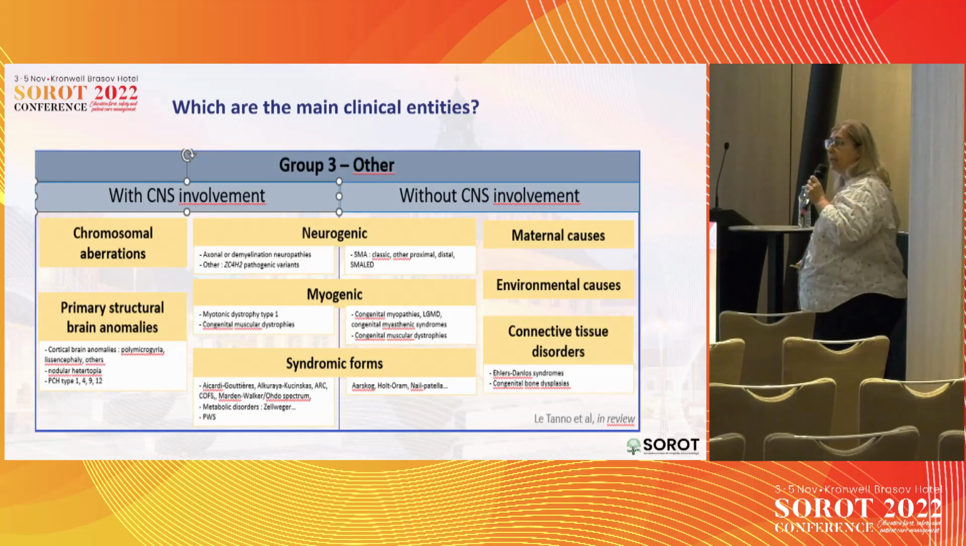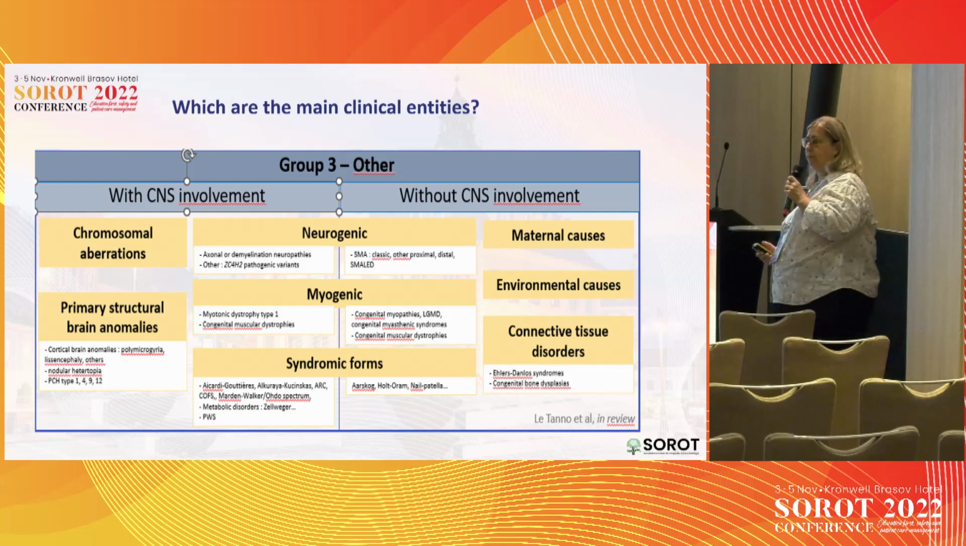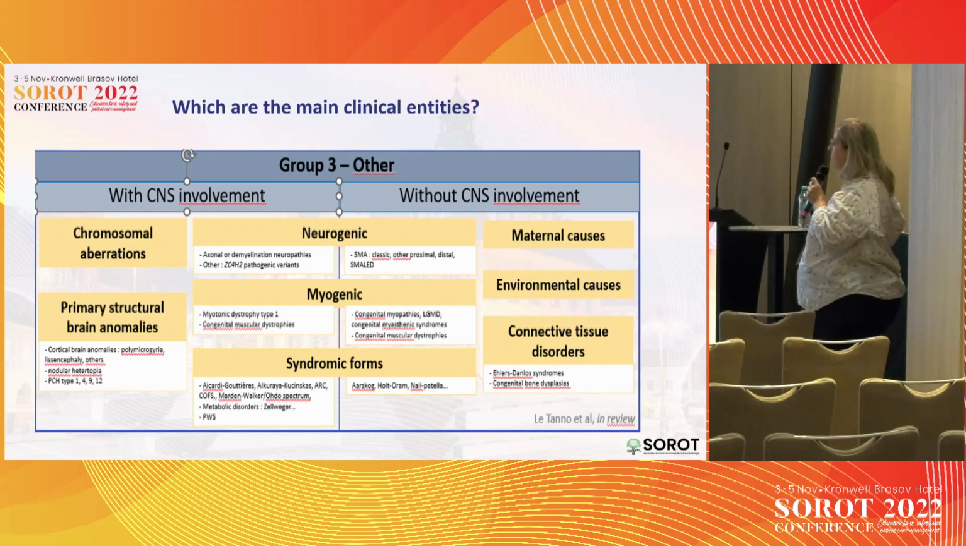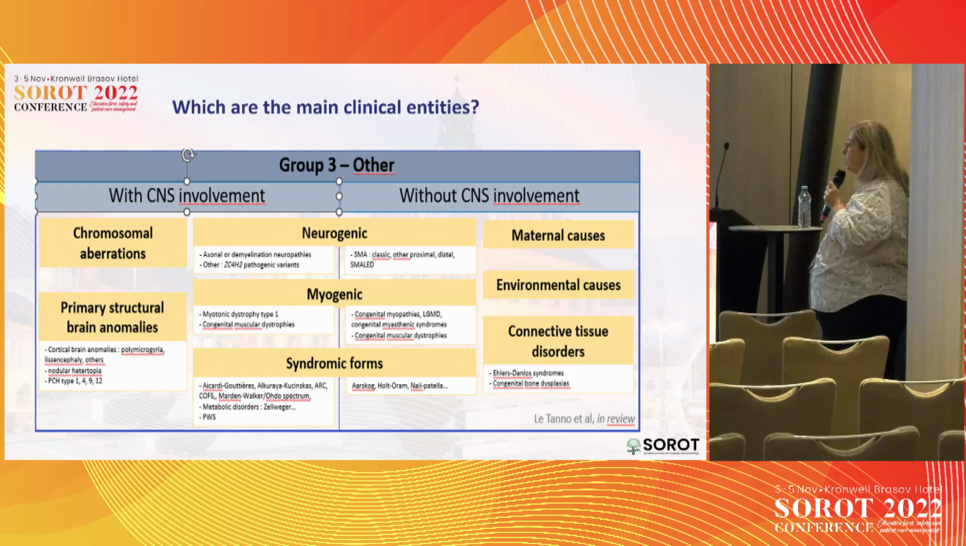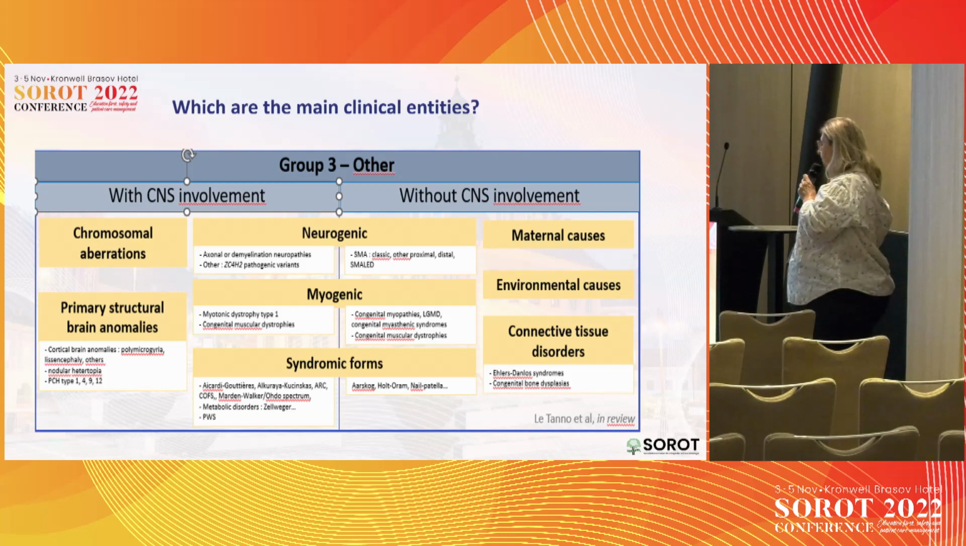And the third group is the other one, because you have CNS involvement. You have all this kind of etiology. You have the very rare maternal causes where there is a problem with the uterus, and you have connective disorders and environmental disorders. So in the third group, you can find really a lot of things, and you often have genetic pathology.